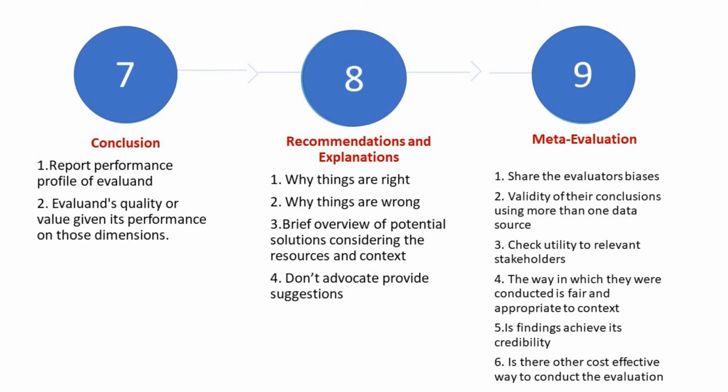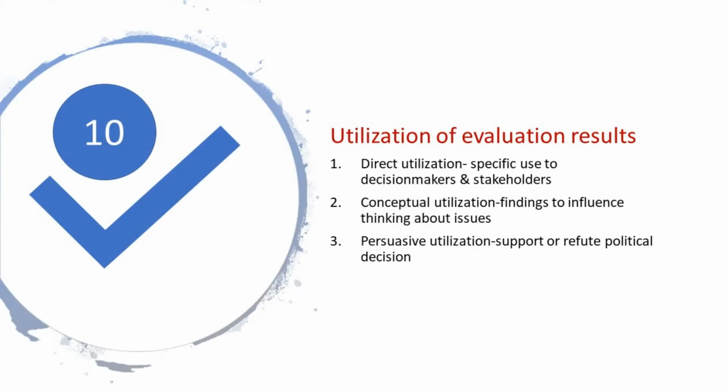The ninth point is meta-evaluation, and it provides information about how good our evaluation findings and process are. Here, we have to describe our biases, and also the findings should achieve credibility. The final point, the 10th, is utilization of evaluation results.